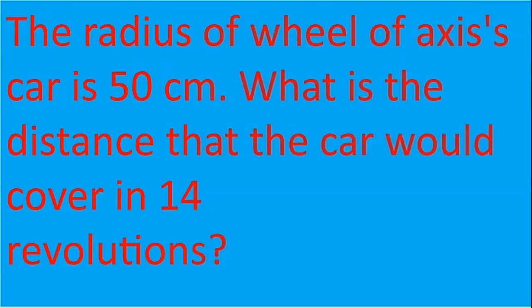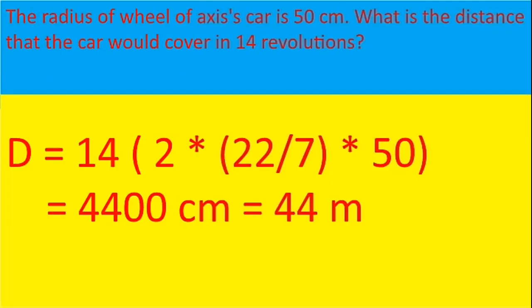The radius of the wheel of the axis of a car is 50 centimeter. What is the distance that the car would cover in 14 revolutions? Whenever the question is about revolutions of a car, you have to think about the circumference of a circle. What is the formula for the circumference of a circle? 2 pi r, because the car's tire will touch the ground. So the distance equals 14 times 2 pi r, 2 into 22 by 7 into 50. Once you simplify it, you will get 4400 centimeter, that is equal to 44 meters.